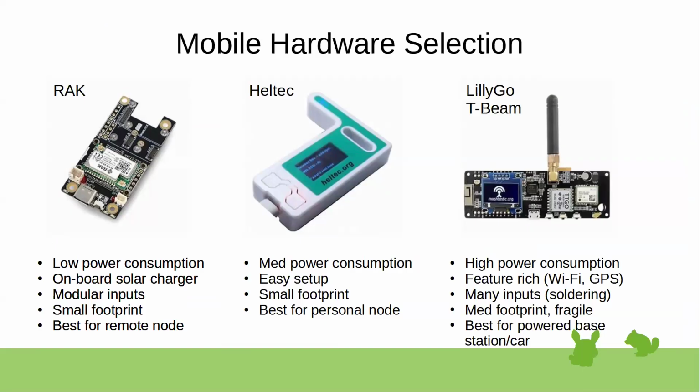Some of the options of hardware, especially for mobile devices in particular, are going to be the RAK boards. These are the most common and prolific around. As you see, with the antennas not dangling off of it, they're only this big. These guys use very low power consumption.